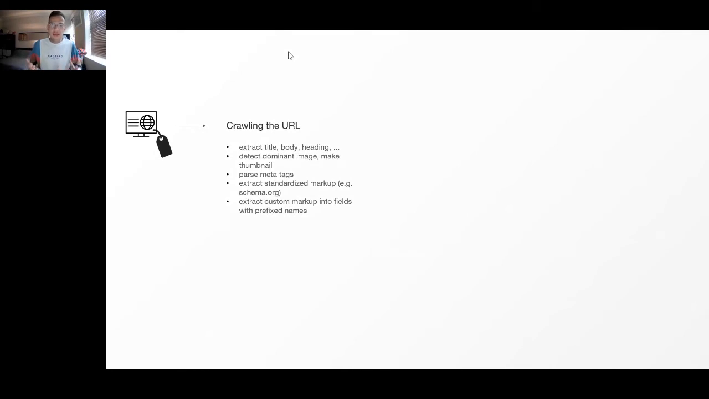This crawling includes basically extracting all the information from the site. I mean, I'm sure you know how web crawling works. It extracts title, body, heading, all the text on the site, all the images on the site, makes a thumbnail. It looks at meta text, parses meta text, also looks at standardized markup. For example, if your site has a schema markup, that is kind of the semantic markup that goes on top of the HTML, and it's also possible to extract custom markup, to tell the crawler to look for custom markup that you might have put on the page.